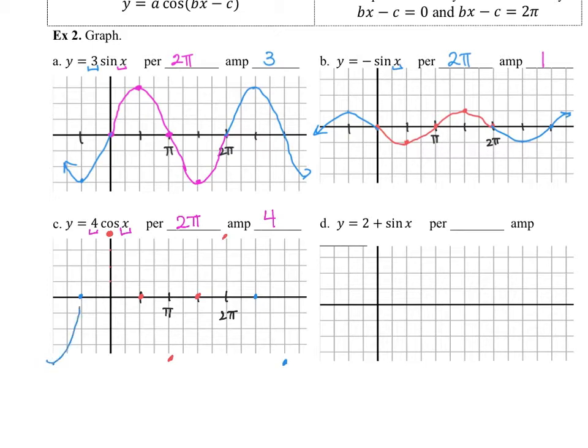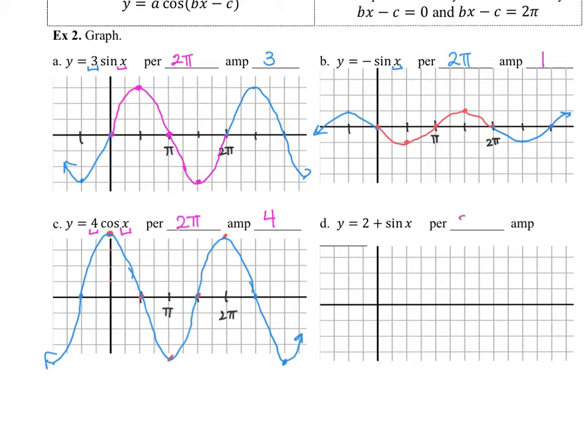Let me sketch this graph. Okay, that's my cosine curve. Let's do the next one. It's going to have the same period. D is y equals 2 plus sine x.